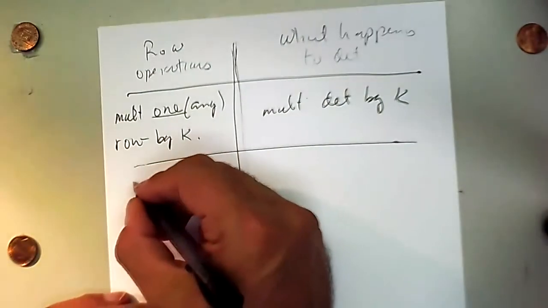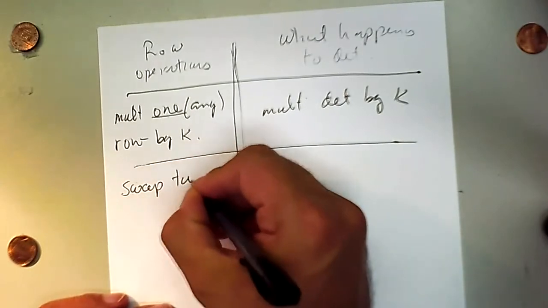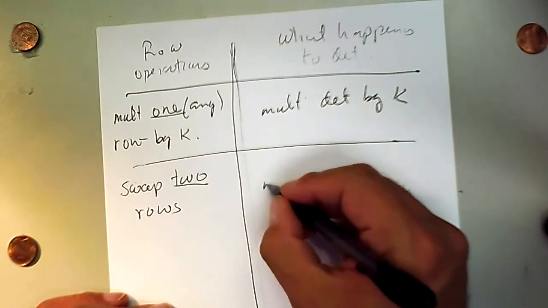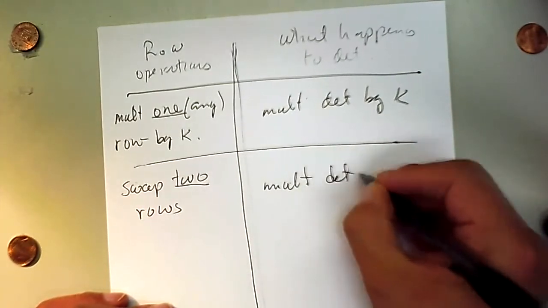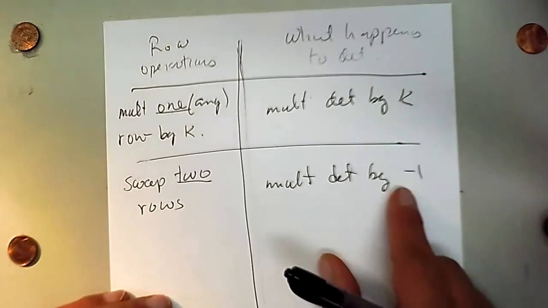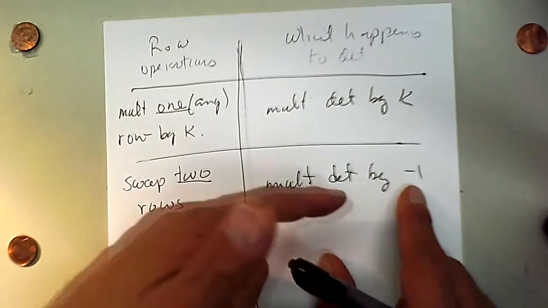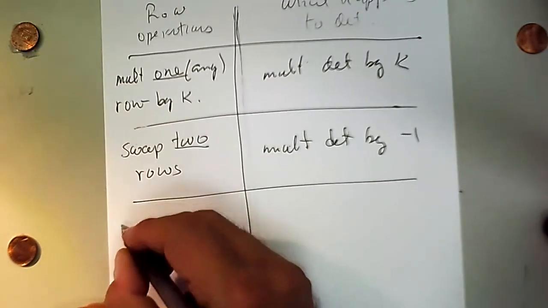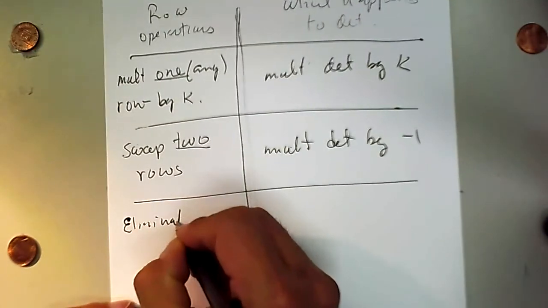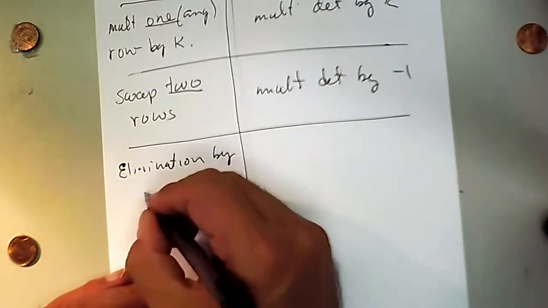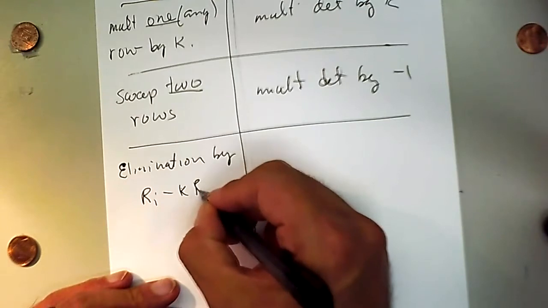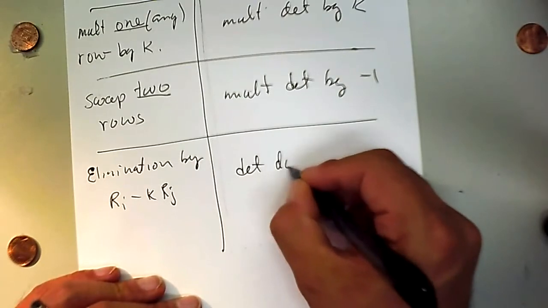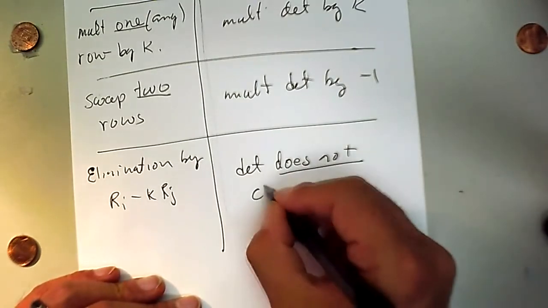If we swap two rows, then multiply determinant by -1. That way, if we have positive, it turns negative. If we start with negative, multiply by -1, we end up with positive. And if we do elimination by Ri minus a constant Rj, then determinant does not change. Does not change.